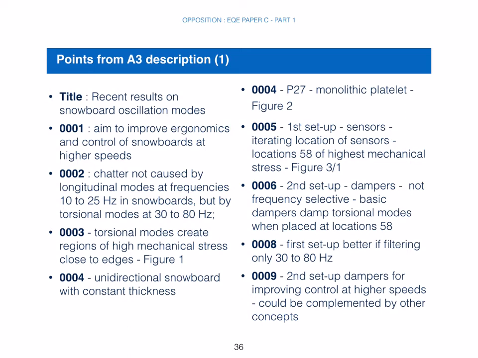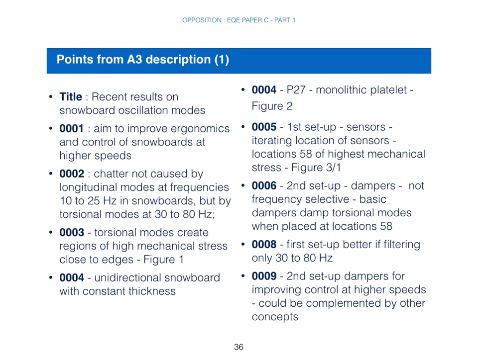Paragraph 6 says there is a second setup of dampers that are not frequency selective, and the basic dampers damp torsional modes when placed exactly at locations 58. Paragraph 8 says that the first setup is better if filtering only 30 to 80 Hz, which is the range we keep coming up with. Paragraph 9 says that the second setup dampers for improving control at higher speeds could be complemented by other concepts.